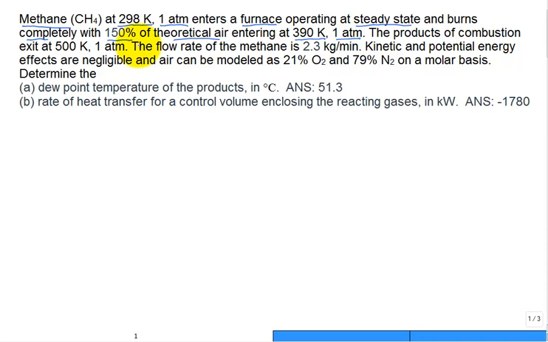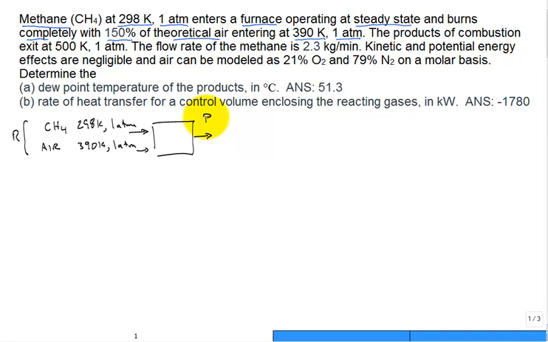All right. So let's go ahead and add that information. So we have CH4 at 298 Kelvin and 1 atm. It goes into a furnace where it combusts with air. That air is entering at 390 Kelvin and 1 atm. All right. Now, these are all the reactants, and then the products will go out over here, the products.